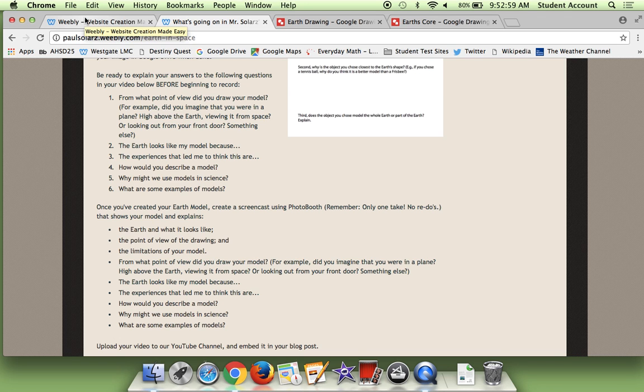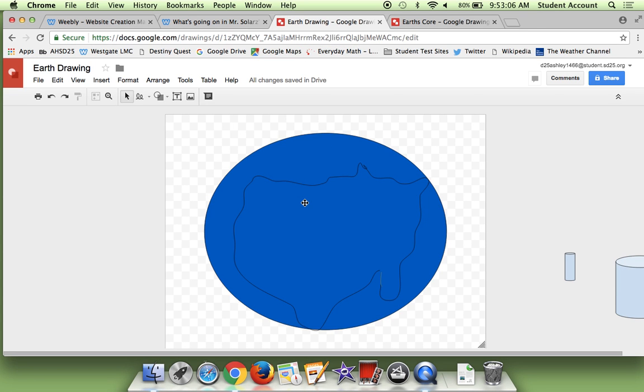From the point of view, did you draw your model? For example, did you imagine that you were on a plane? I imagined that I was on a plane for this one. I was imagining I was right above America, flying from Asia to Hawaii, just trying to see. And this is like the only place where there's light, so I kind of decided to do it.